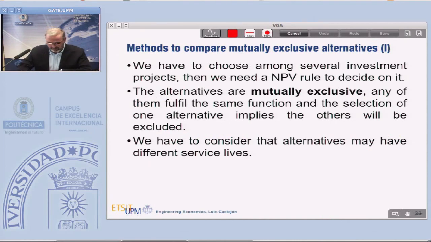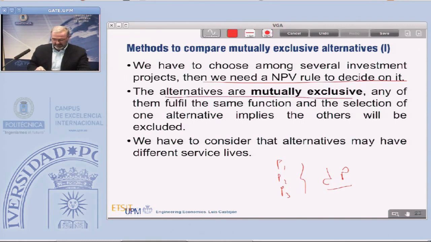Methods to compare mutually exclusive alternatives. We have to choose among several investment projects: project 1, project 2, project 3. What is the best? What will you choose? Then we need a net present value rule to decide. An important fact is that the alternatives are mutually exclusive, so if I choose project 2, I will reject project 1 and project 3.